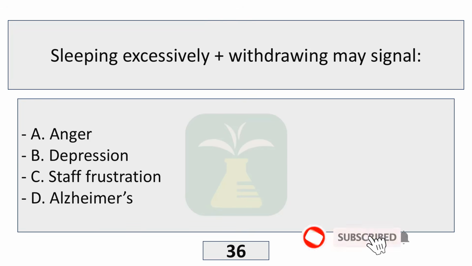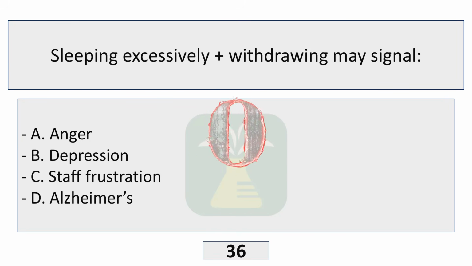Sleeping excessively plus withdrawing may signal A. Anger. B. Depression. C. Staff frustration. D. Alzheimer's. Correct answer. B. Depression. These are classic depression symptoms.